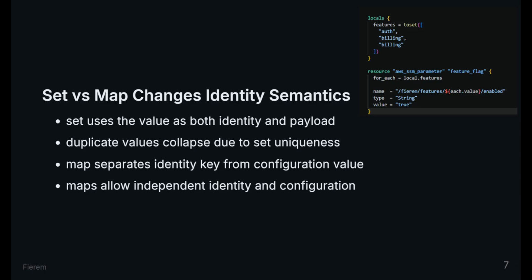A set uses the string value as both identity and payload. Duplicate values collapse into one instance because sets enforce uniqueness. A map separates identity from configuration by using keys and values independently. Maps support richer configuration because identity and data are decoupled.